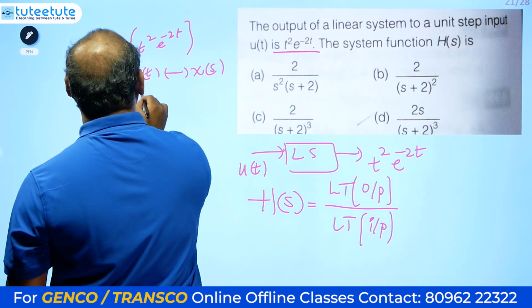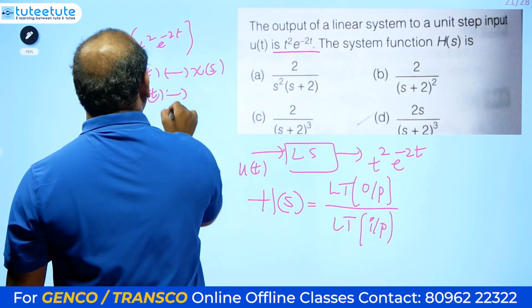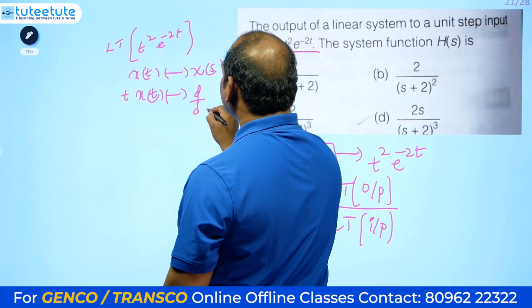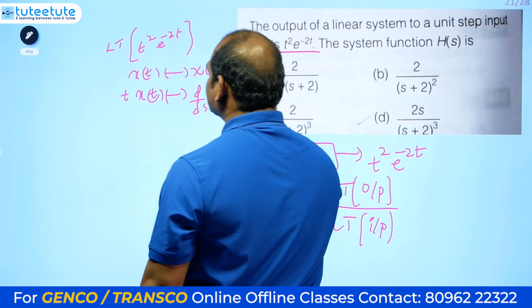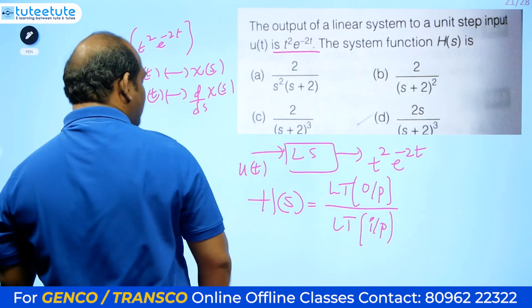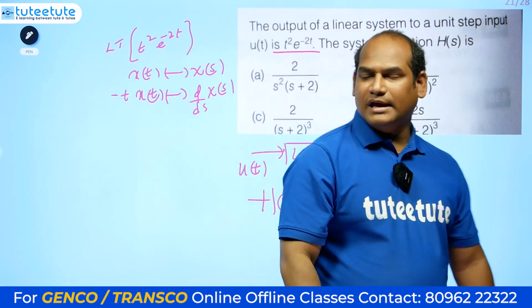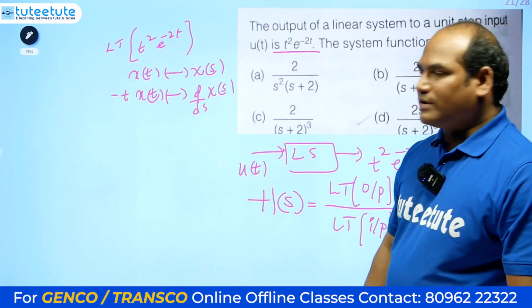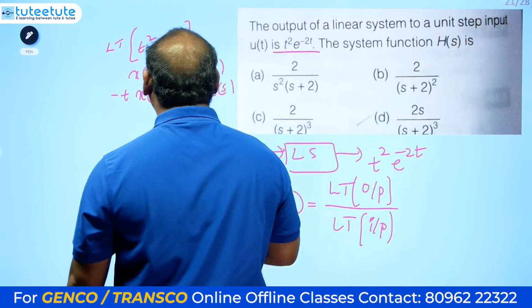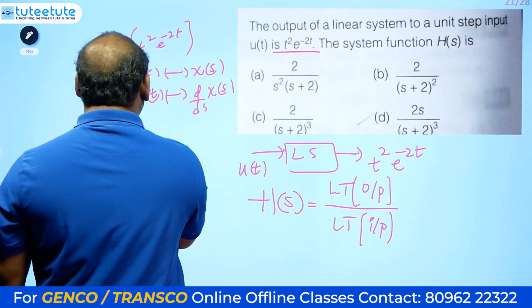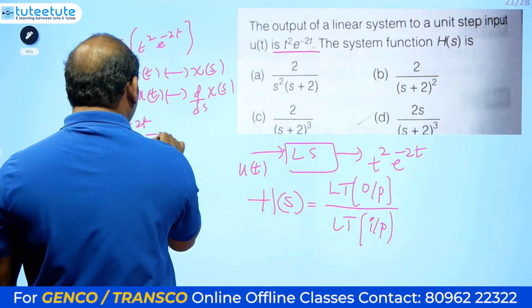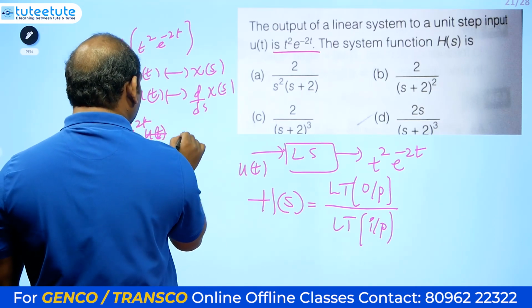Okay, t into x of t is nothing but you need to perform differentiation in the s domain. Okay, d by ds of x of s is nothing but actually here you will get a minus t. So this is what we need to perform. So according to this particular thing here, t square means 2 times we need to perform. So you take e power minus 2t into u of t, which is by default there.